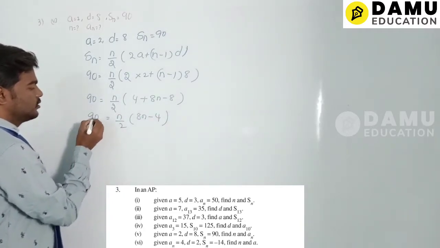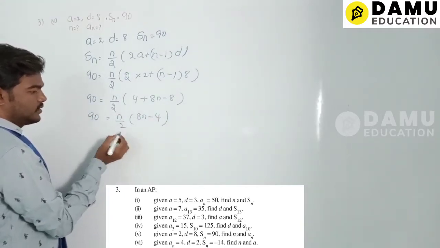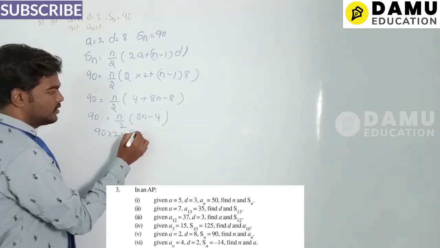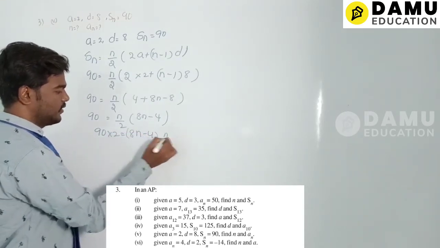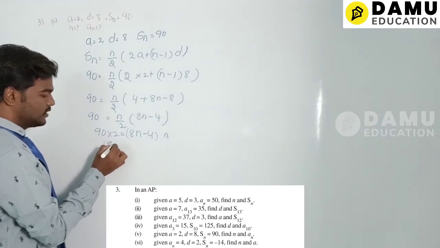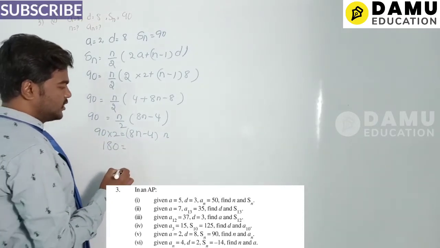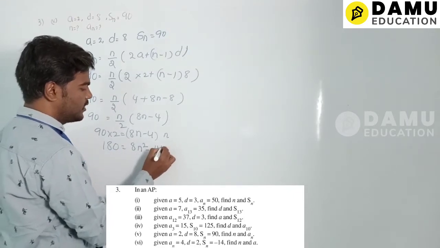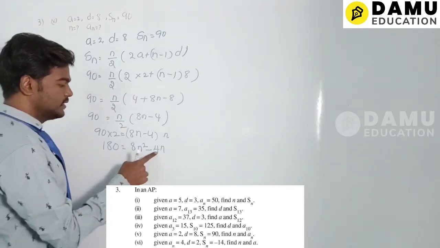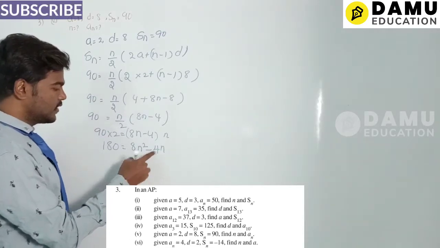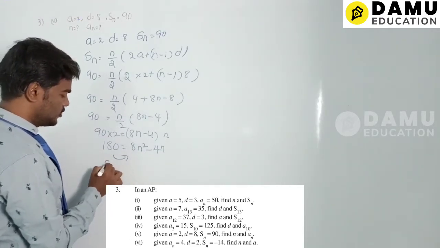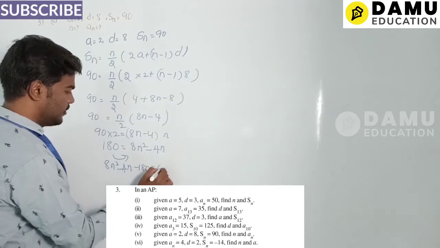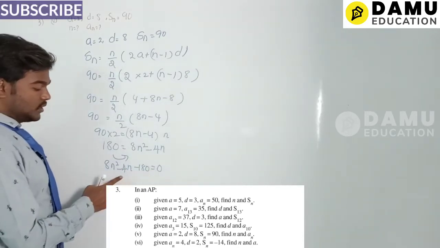So 90. Let's shift the 2 to the left side: 8n minus 4 into n, so 180 we will get here. So 8n square minus 4n. This is the value. Let's shift this to the other side, so 8n square minus 4n minus 180 will be equal to 0.